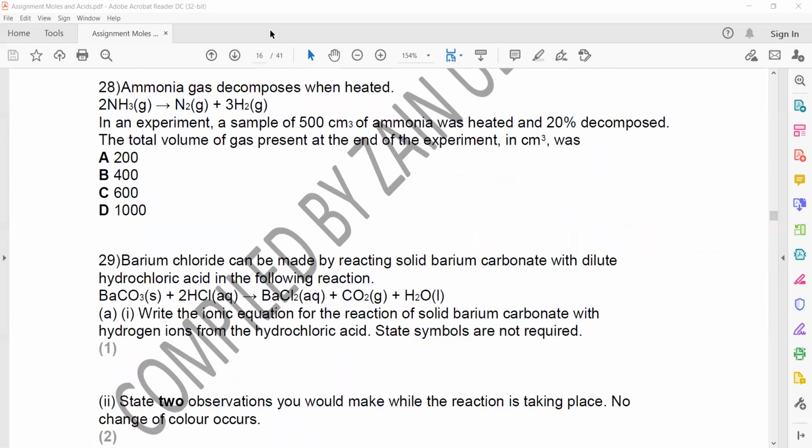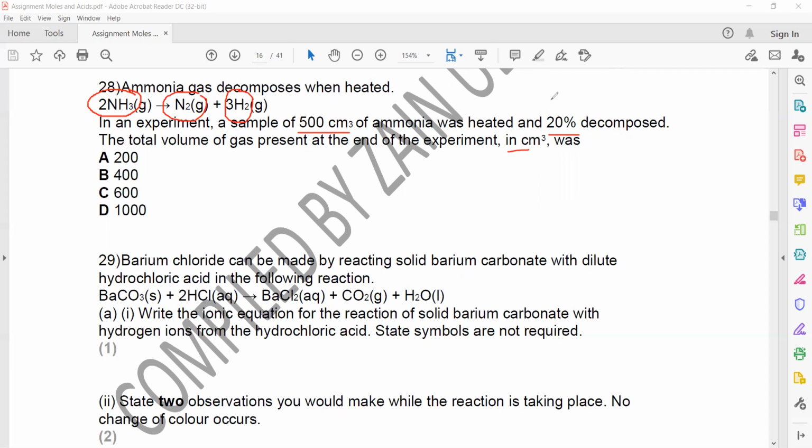In question 28, ammonia decomposes when heated. In an experiment, 500 cm cube of ammonia was heated and 20% decomposed. What is the total volume of gas at the end of the experiment? So the total volume of gas will be the unreacted ammonia and the formed nitrogen and hydrogen. So what is 20% of 500? 500 multiplied by 20 divided by 100. So 20% of 500 is 100 cm cube.